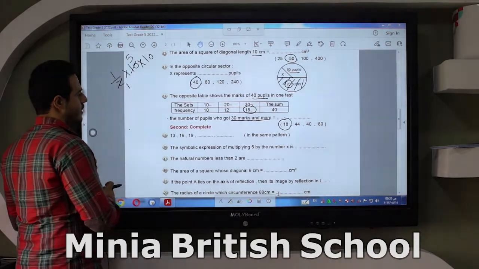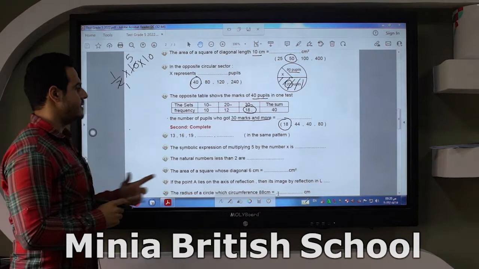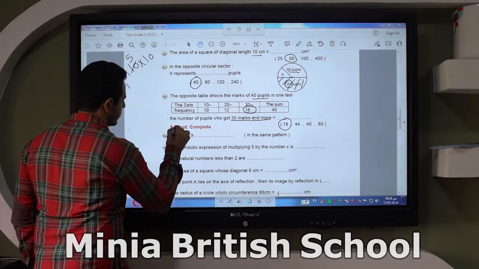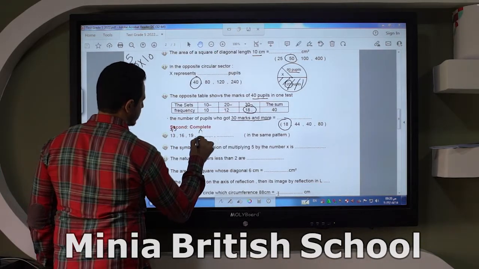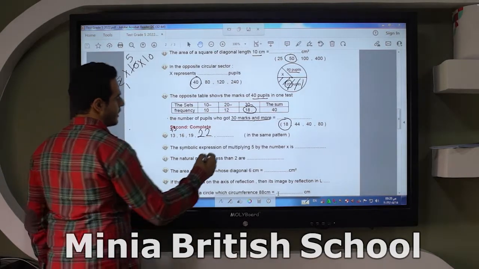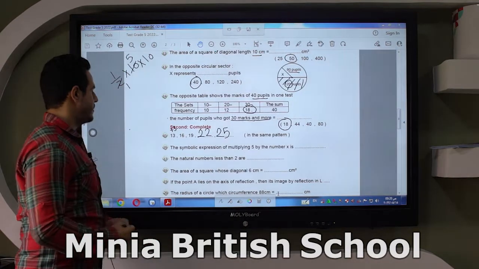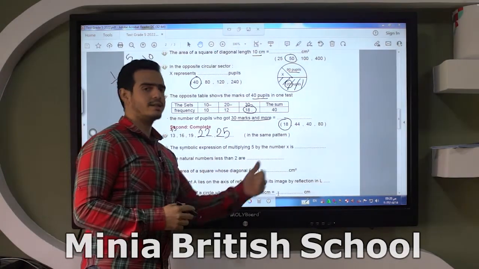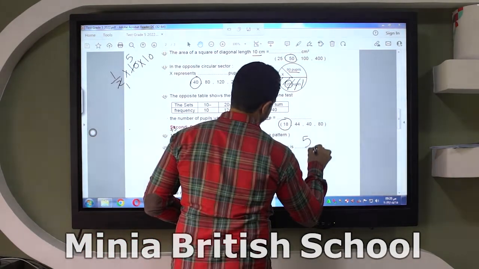Okay, now complete 13, 16, 19 in the same pattern. He adds 3 to each number, so 19 plus 3 equals 22. Now plus 3 again, 25. Number 16, the symbolic expression of multiplying 5 by number x. 5 times x equals 5x.